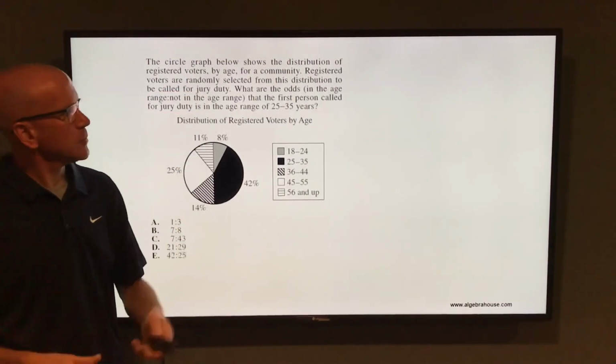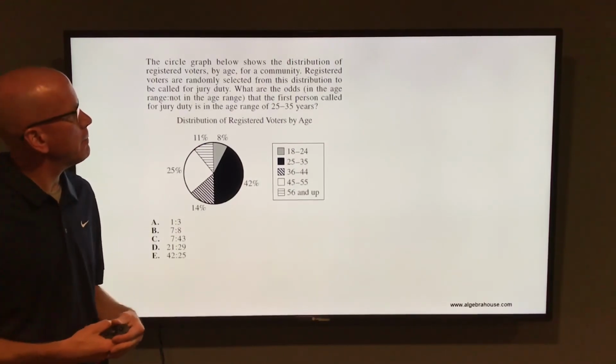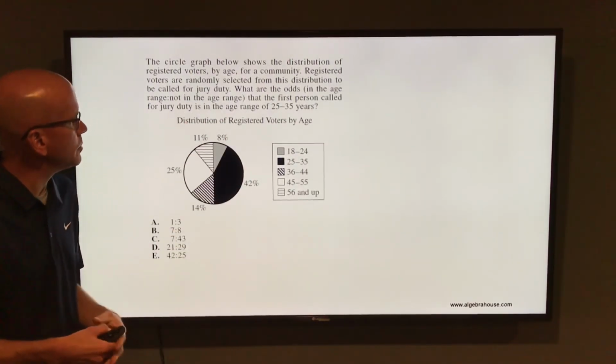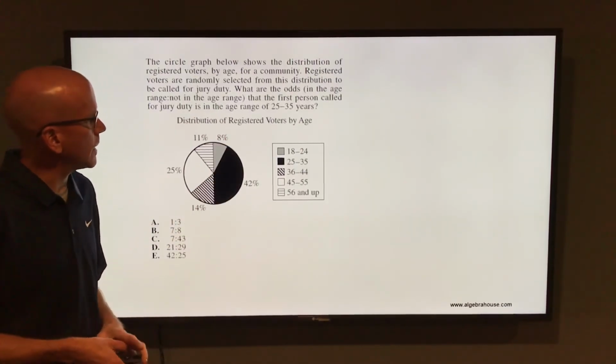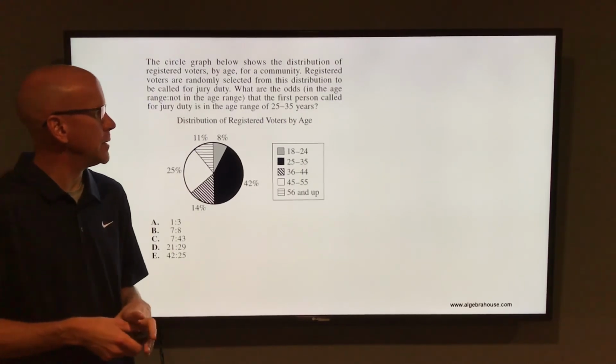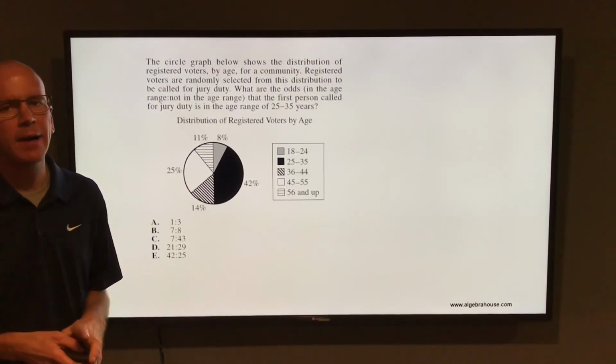Circle graph below shows the distribution of registered voters by age for a community. Registered voters are randomly selected from this distribution to be called for jury duty. What are the odds, in the age range to not in the age range, that the first person called for jury duty is in the age range of 25 to 35 years?